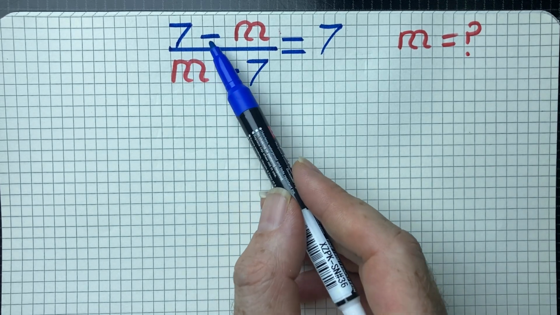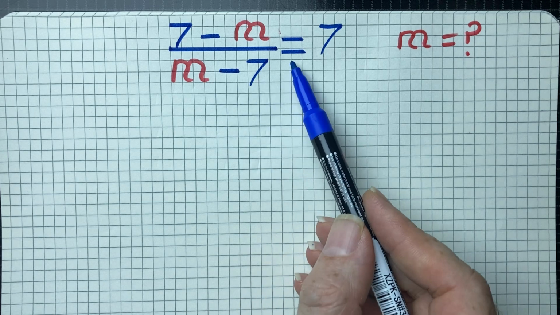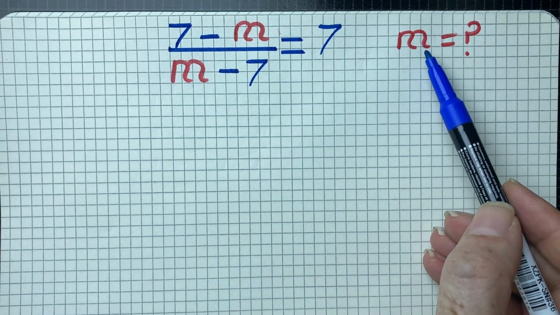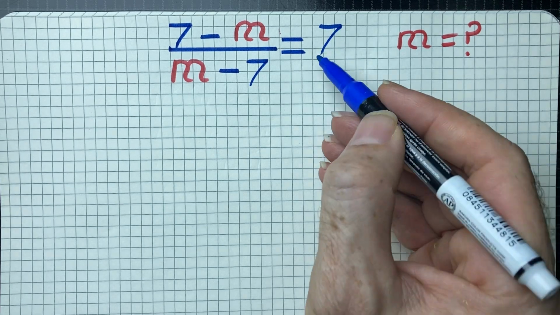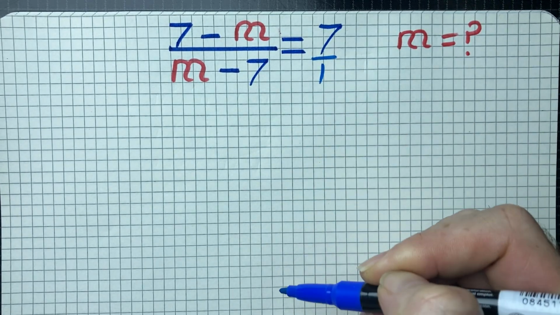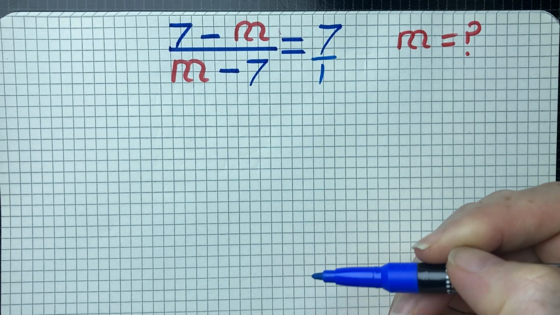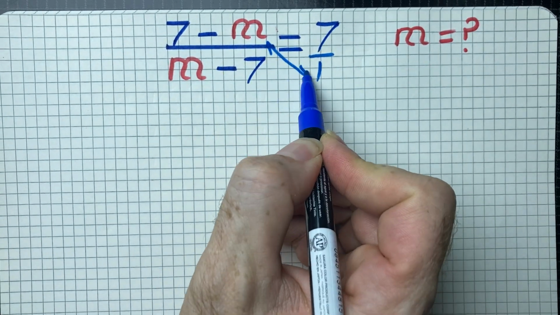We are given (7 minus m) over (m minus 7) equals 7. We are asked to find the value of m. To start the solution, I'm going to rewrite this 7 in the form of 7 over 1. Now I'm going to start the solution by using cross product.